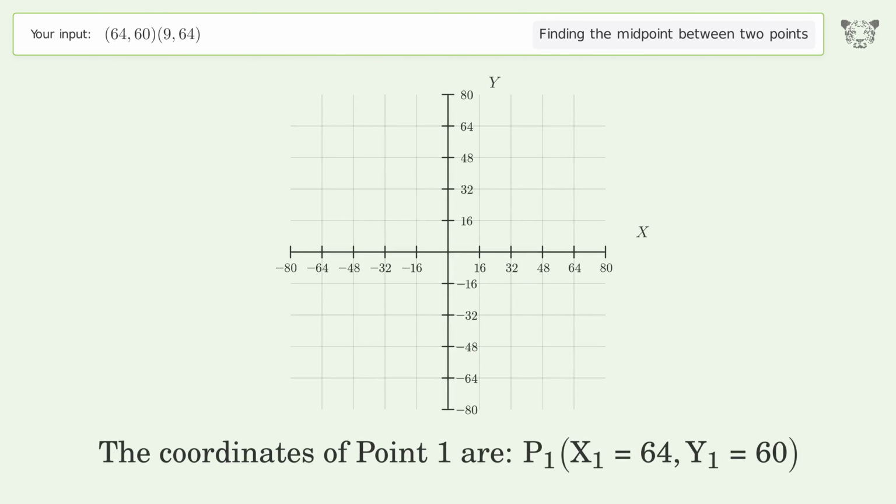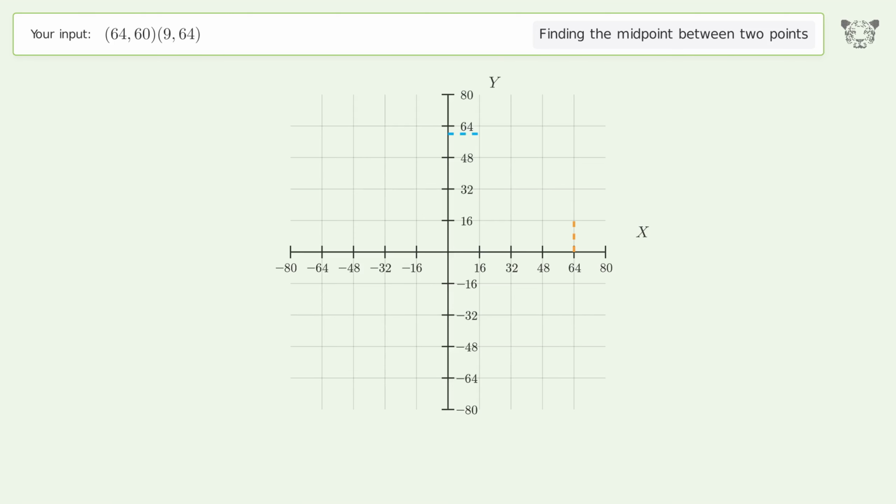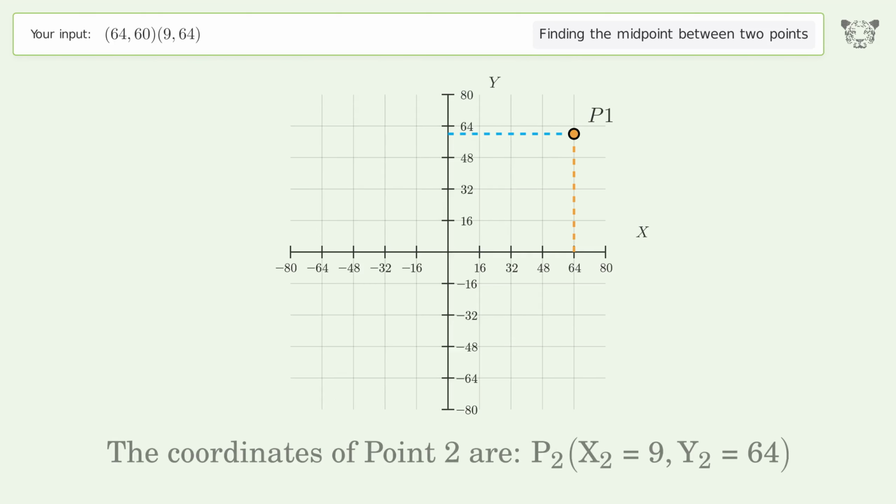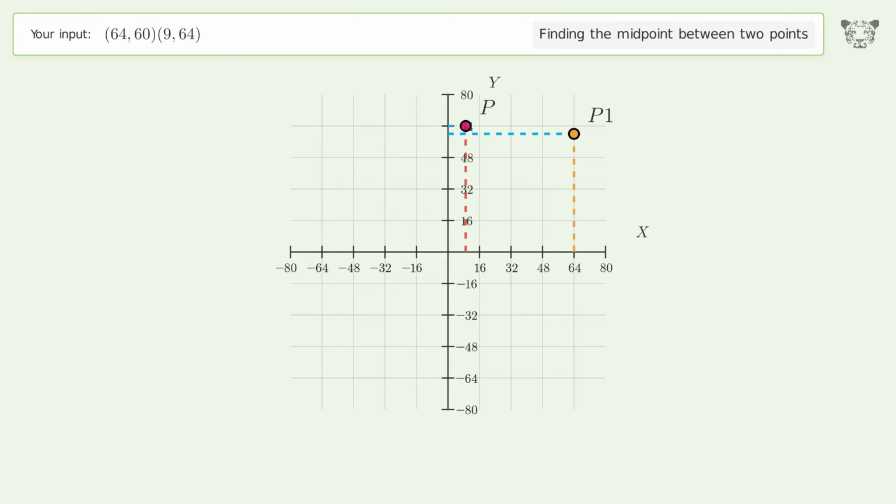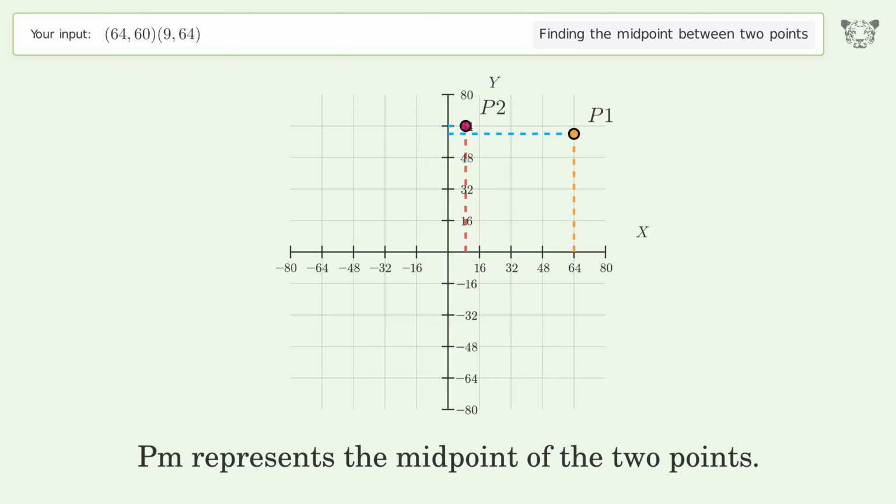The coordinates of point 1 are x1 equals 64, y1 equals 60. The coordinates of point 2 are x2 equals 9, y2 equals 64. PM represents the midpoint of the 2 points.